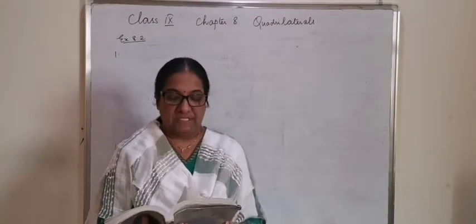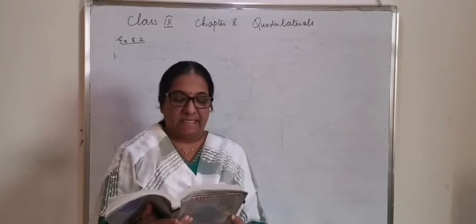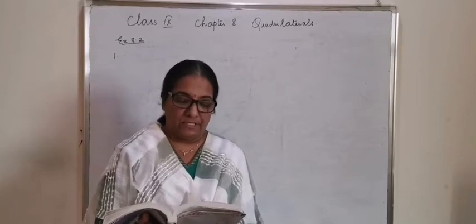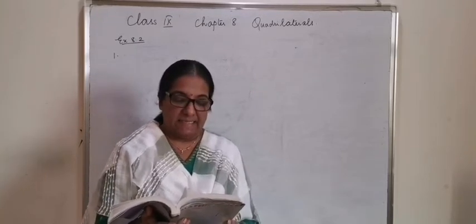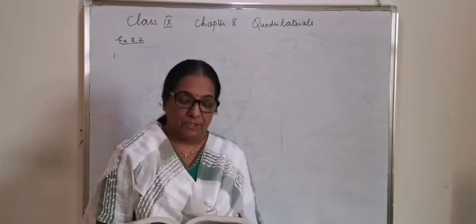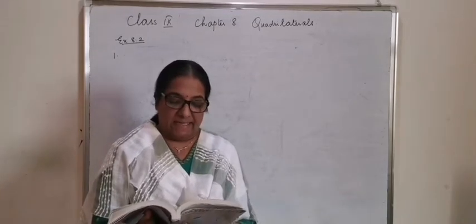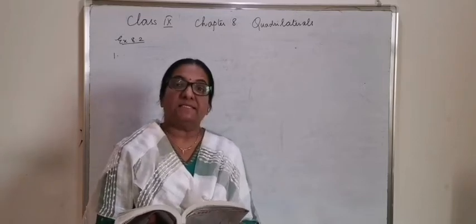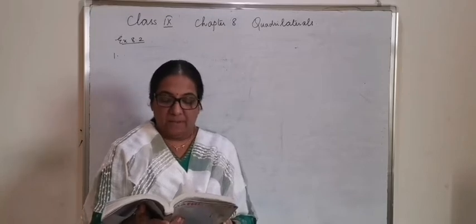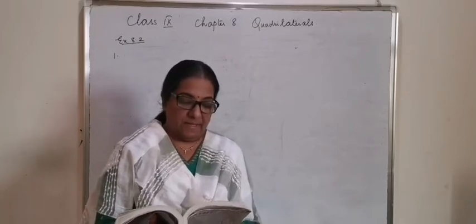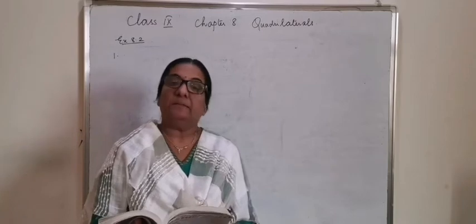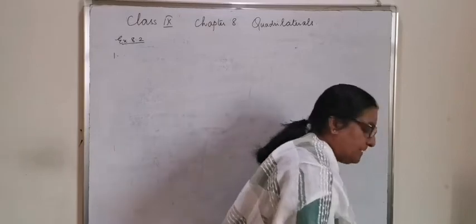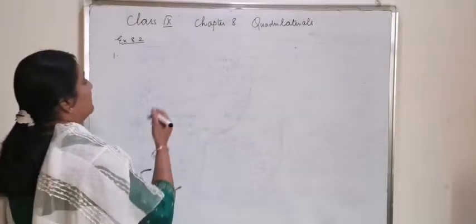Exercise 8.2, question number 1. ABCD is a quadrilateral in which P, Q, R, S are the midpoints of AB, BC, CD and DA as shown in figure 8.29. AC is a diagonal. Show that the first condition, SR parallel to AC, SR equal to half of AC, PQ equal to SR, and the third, PQRS is a parallelogram. So ABCD is a quadrilateral and the midpoints of the sides are given to you.